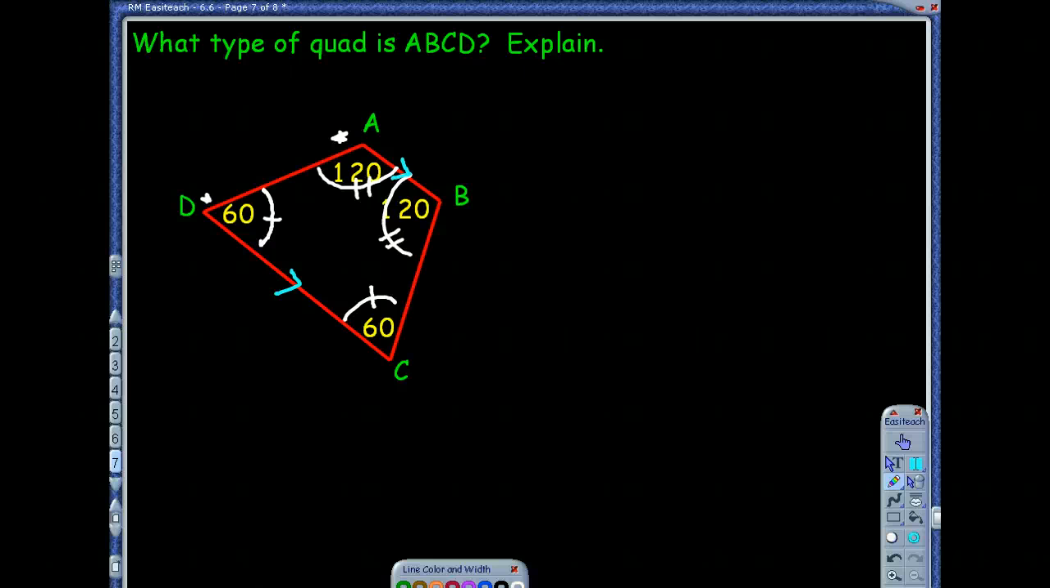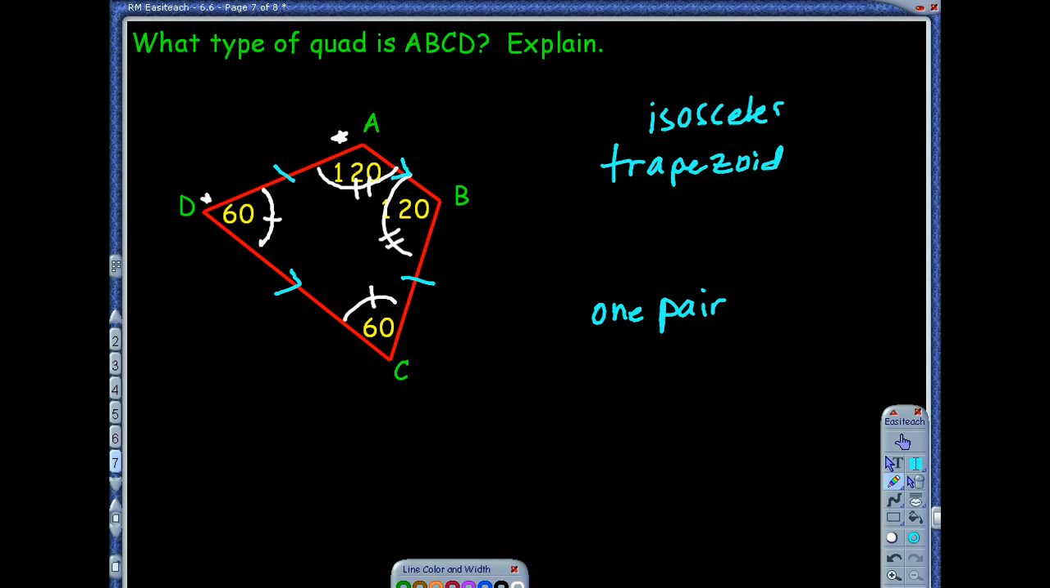Well, okay. So I'm thinking it's a trapezoid. Okay. Because we've got one set of parallels. But as I'm looking at that, the base angles are only congruent with each other if it's an isosceles trapezoid. And you're exactly right. When that happens, that means AD is congruent to BC. So I can throw in the word isosceles as well. So be as specific as you can.